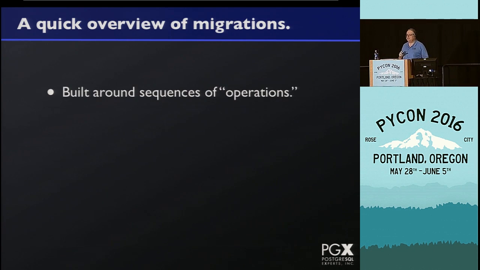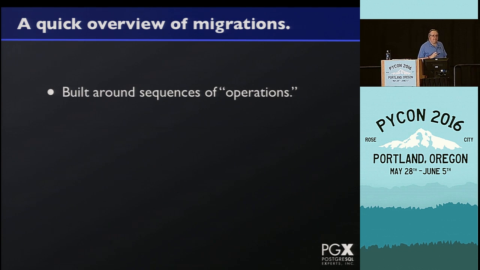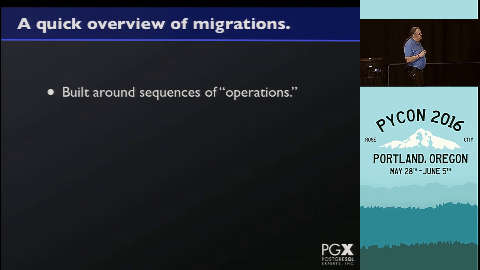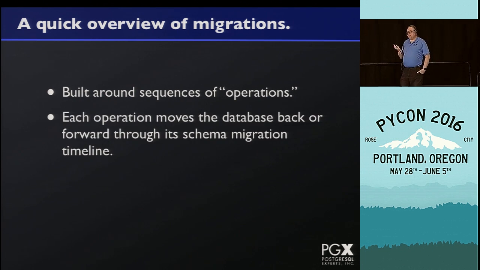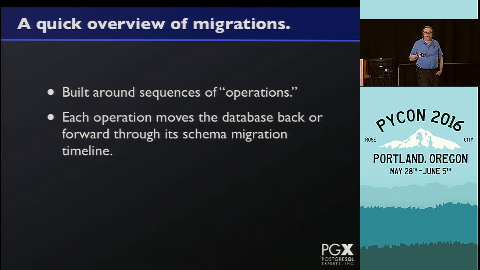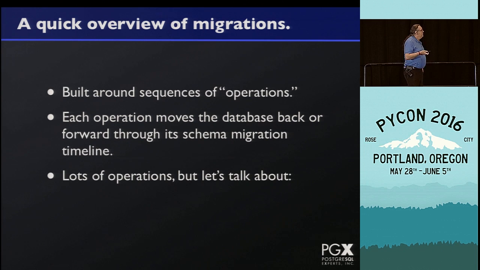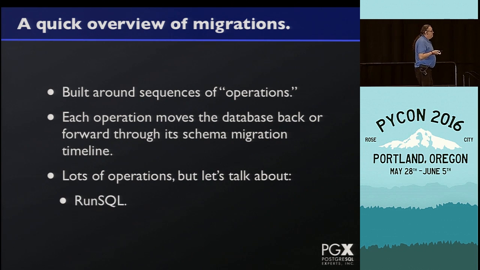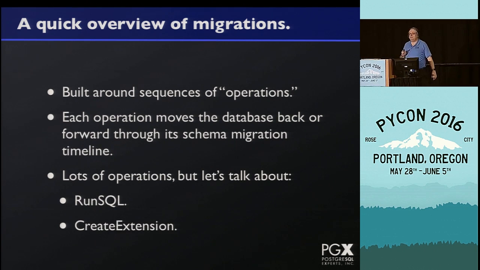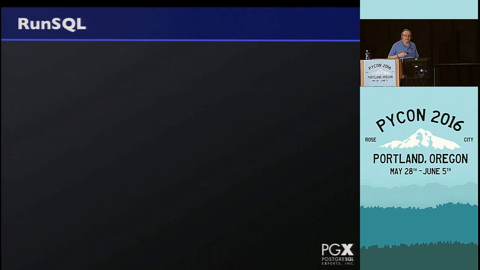So the quick overview is migrations are used to move the database from one version of the schema to another. And they're built around this idea of a sequence of operations. Each operation moves the database either backwards or forwards through its schema migration timeline. So if you've modified the model, the migration subsystem analyzes it, decides what SQL needs to be applied to the database, generates an operation to do that, and lets you apply it. There are a lot of operations, but we're going to talk about two in particular, which aren't automatically generated, but which are extremely useful, which are RunSQL and CreateExtension.